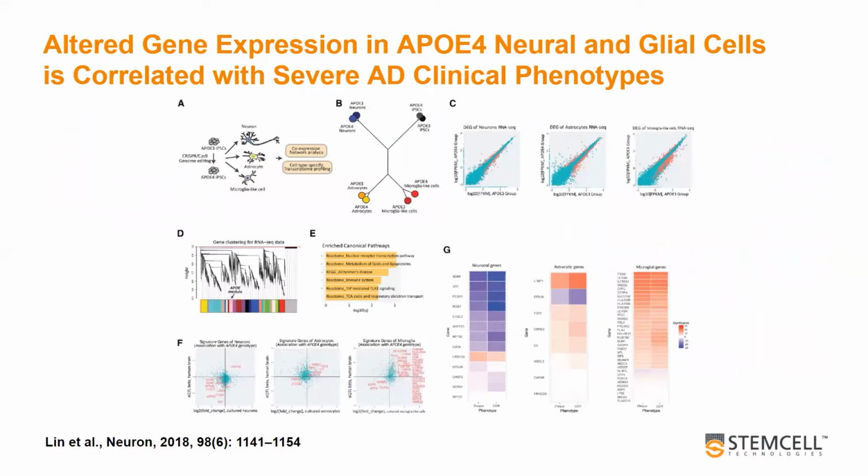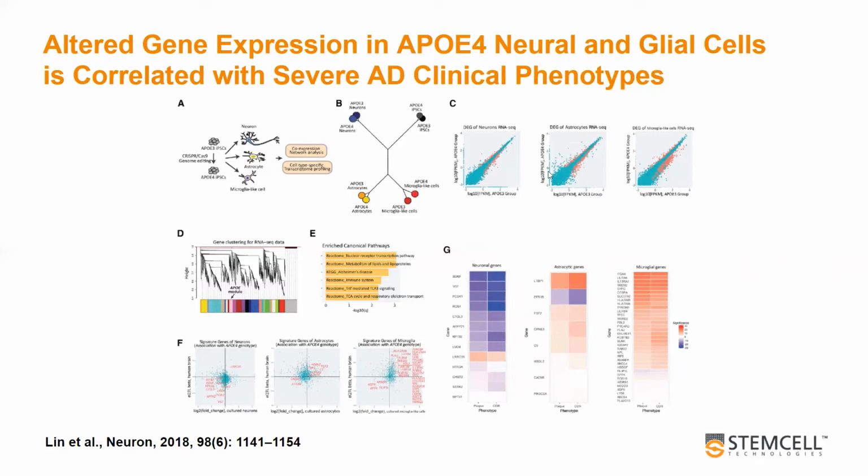Here is another example of applying iPSC-derived cells to the research of AD. First, the researchers used CRISPR-Cas9 to generate ApoE4 iPSC cells from ApoE3 iPS cells. Then they differentiated these cells to neuron, astrocyte, and microglia-like cells.